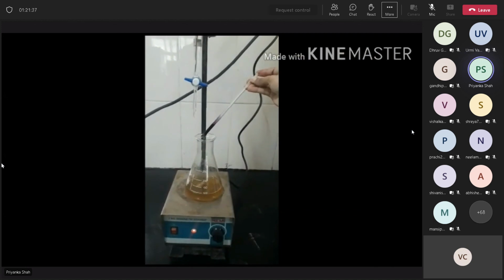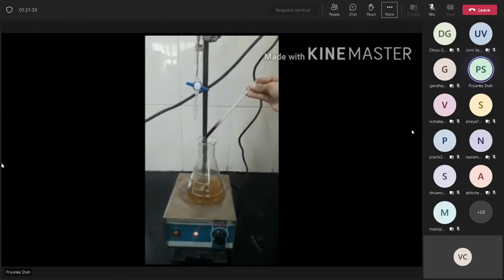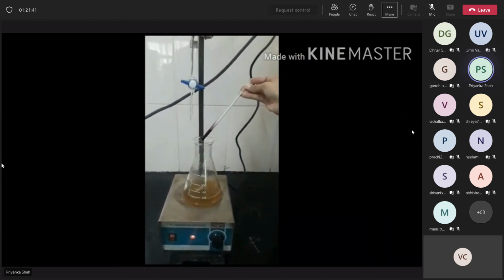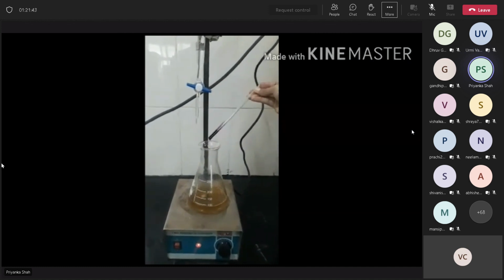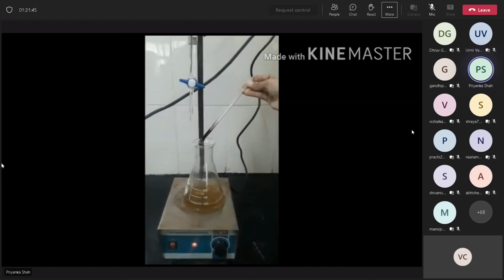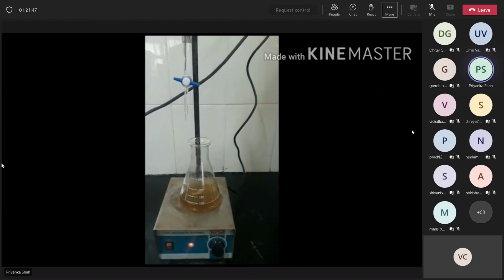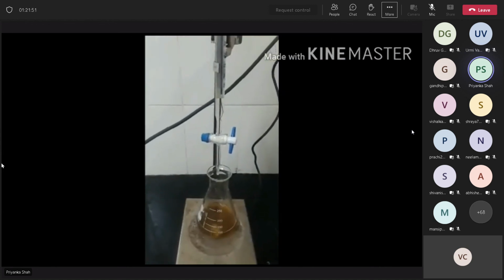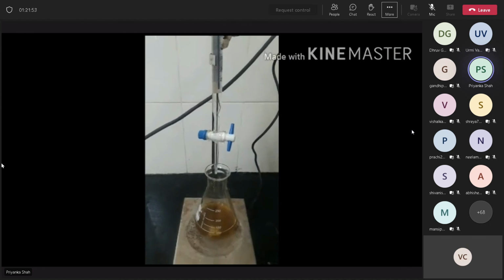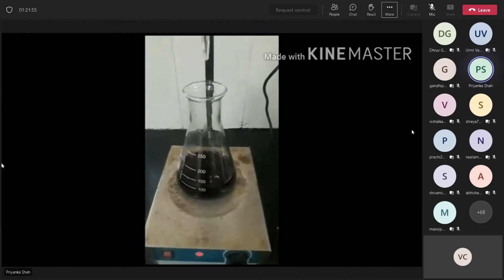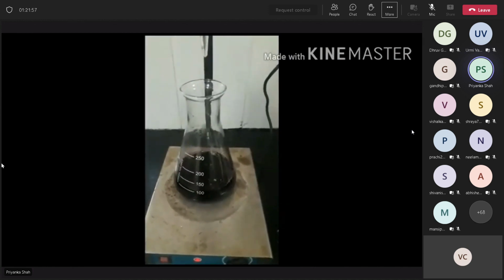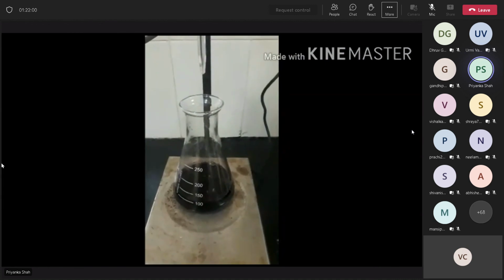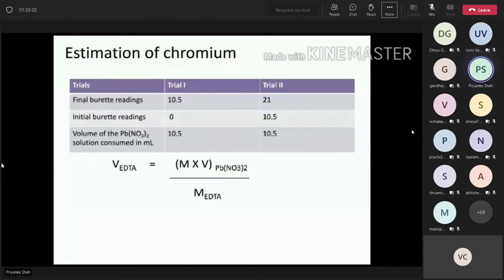A few drops of xylenol orange indicator were added, and the resulting solution was titrated against standard lead nitrate taken in the burette till the color changes from orange to violet. The burette readings were noted down and the experiment was repeated to get the concordant values.